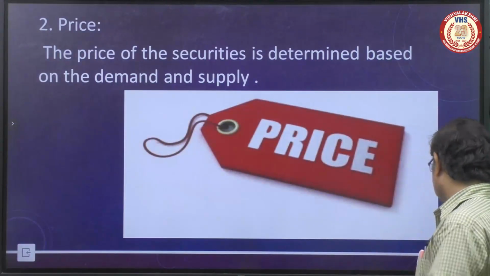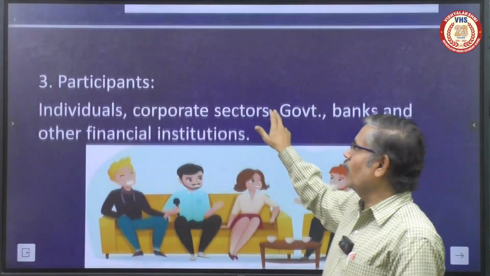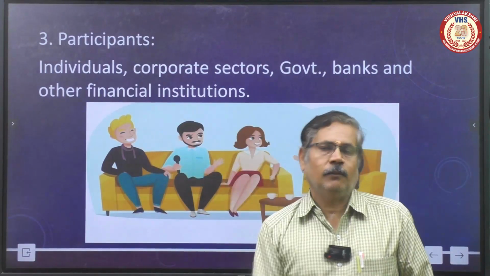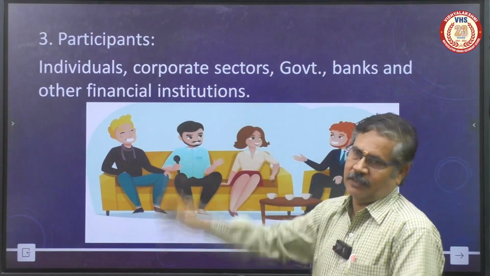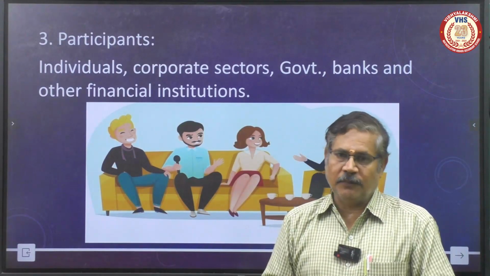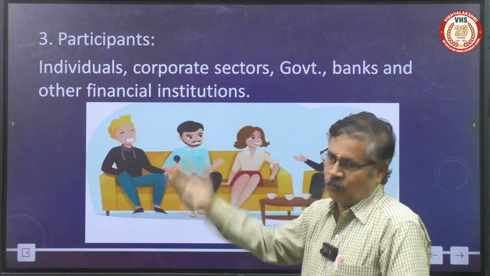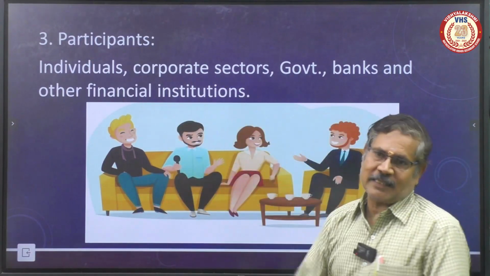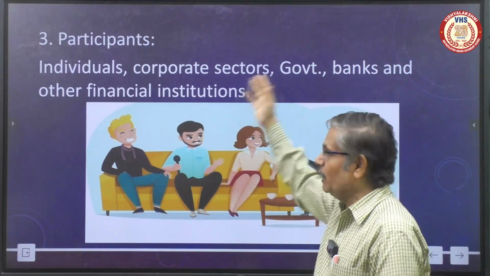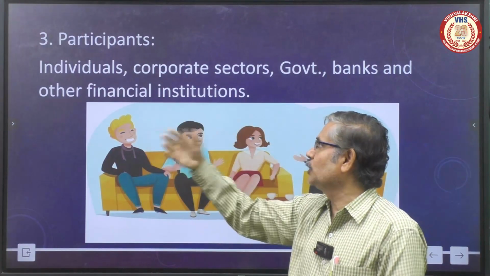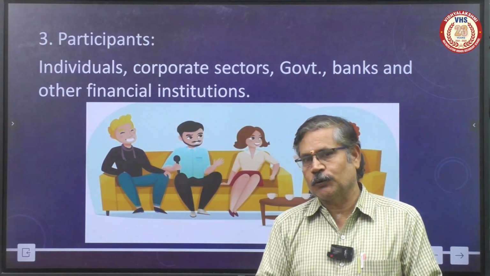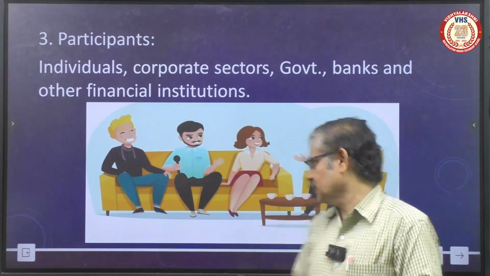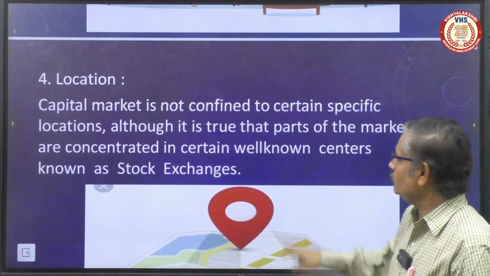Clear. Next we will move to the third point: participants. Who are all the participants in the capital market? First, individuals, anyone living in India or an NRI, whoever may be, who invests money. Then corporate sectors, and after that government banks and government institutions. Other financial institutions are also members who purchase in this capital market. Now, the fourth one.